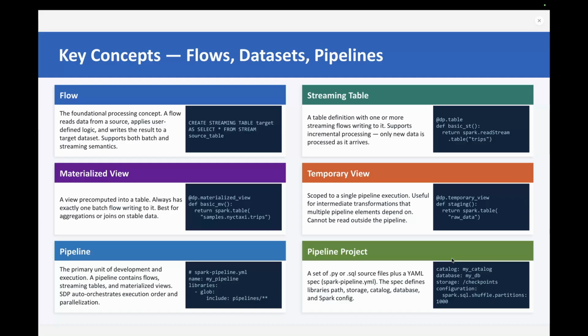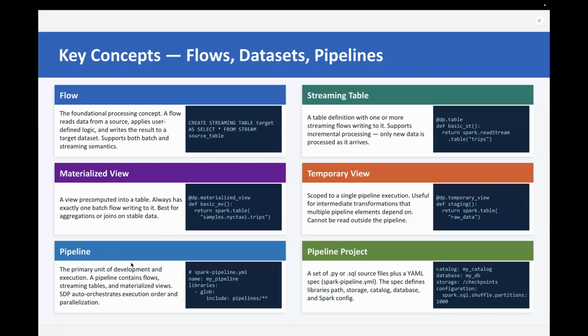How to create a materialized view? We have some annotations: at dp.materialized_view on a UDF, on a Python function. Here we created a def. It is a method named basic_mv. It returns spark.table and it is a table name.